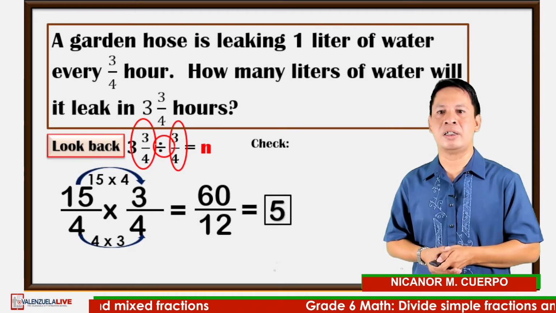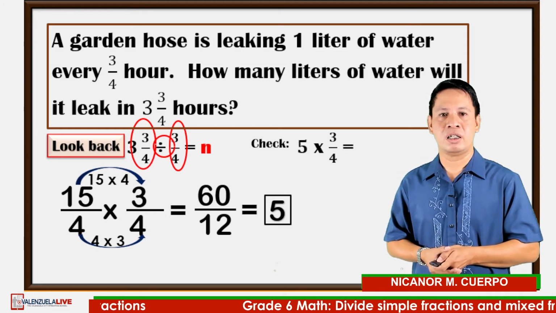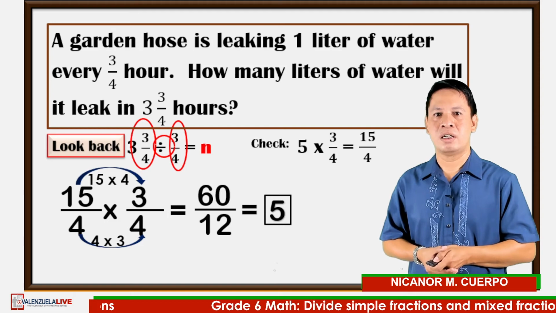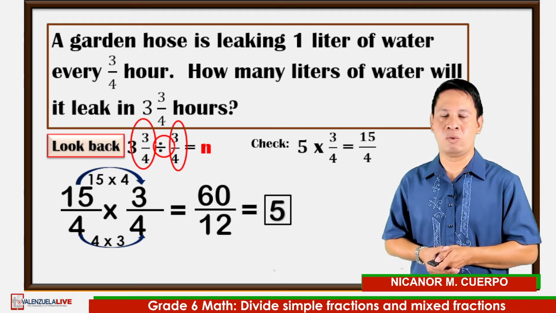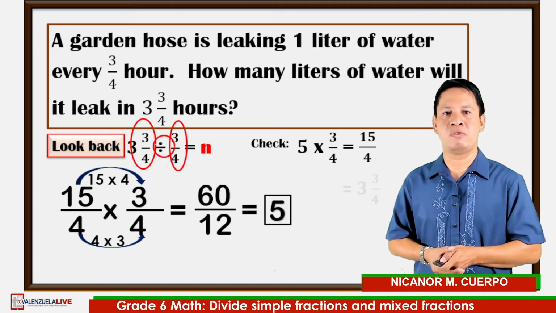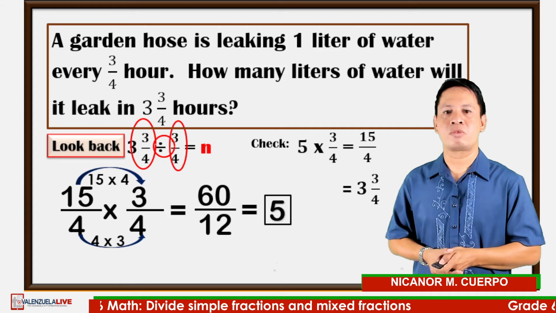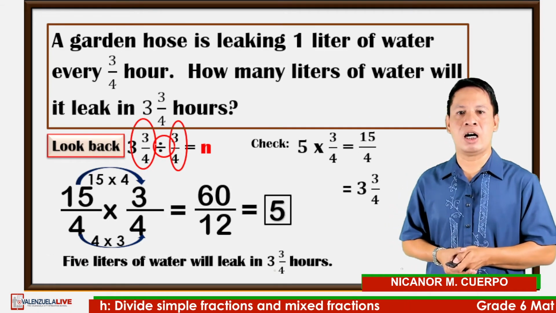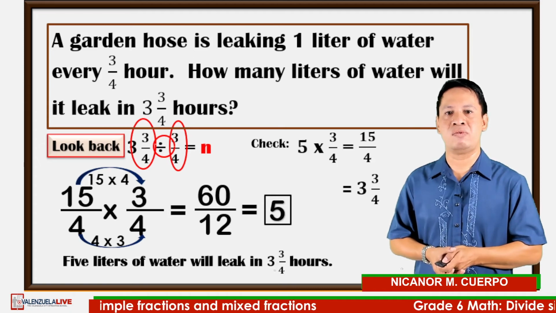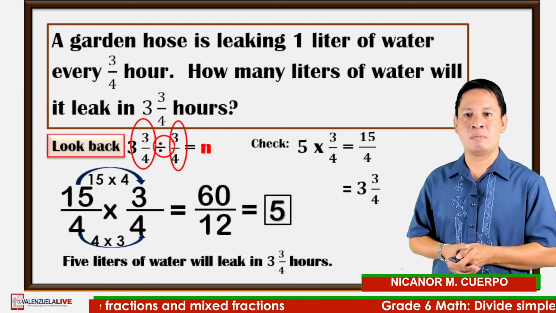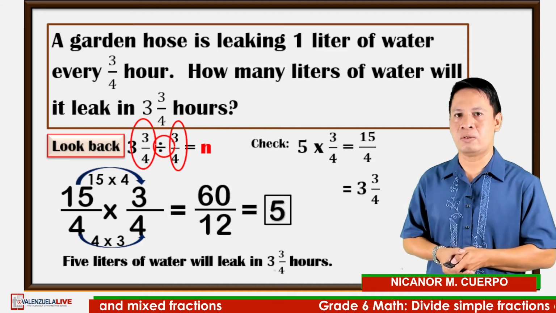Let's check our answer. So 5 times 3/4 equals 5 times 3 equals 15, and 1 times 4 equals 4. So 15 divided by 4 equals 3 3/4. Okay? So our answer now, how many liters of water will it leak in 3 3/4 hours? The answer is 5 liters of water will leak in 3 3/4 hours.